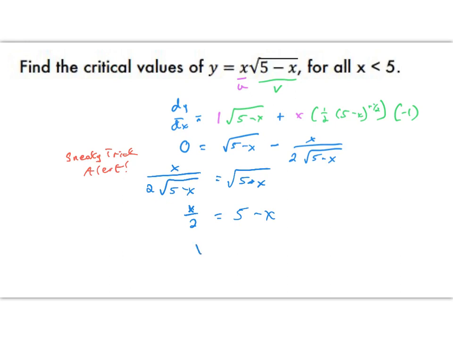Okay, so now I'm going to multiply everything by 2, and then I'm going to need to move that 2x over to the other side, and then when I divide by 3 I get 10/3, and that is definitely something that is less than 5, so this is a critical value for this particular function. Okay, and that does it for this particular video.